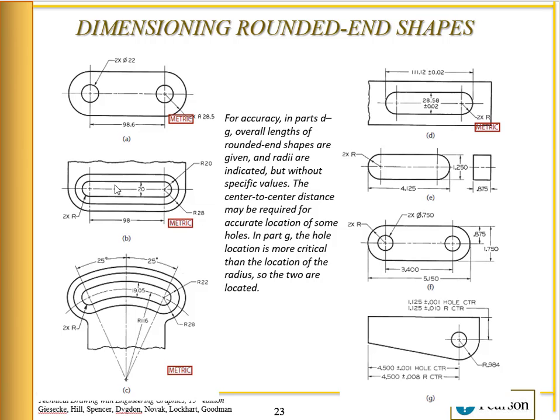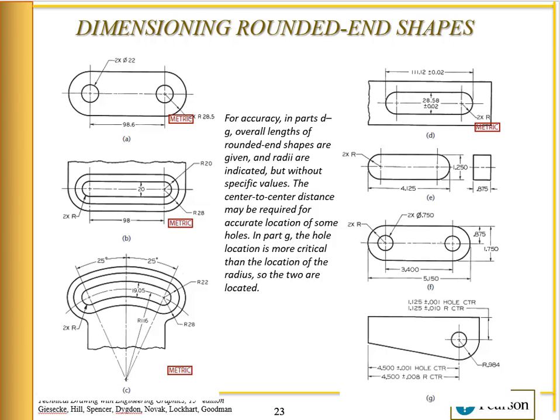If you have a slot through that hole, it's the same thing. All we have to do is dimension these radiuses and then the distance between the arc radiuses. In this case, the 20 is kind of like a double dimension because you already have this R2 right here.